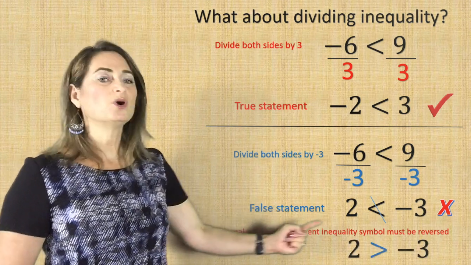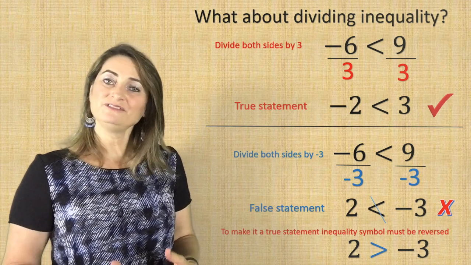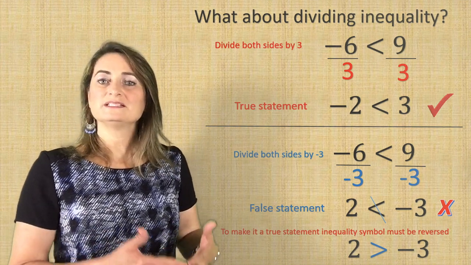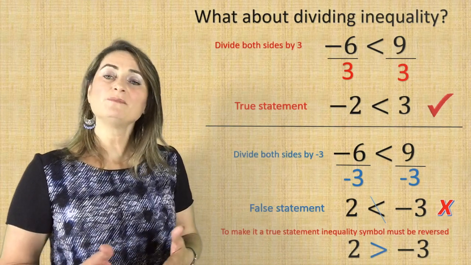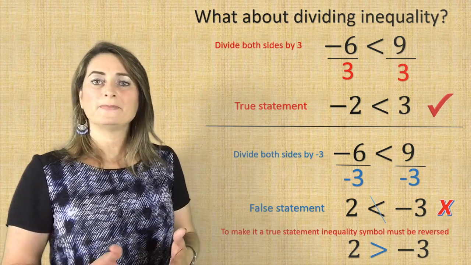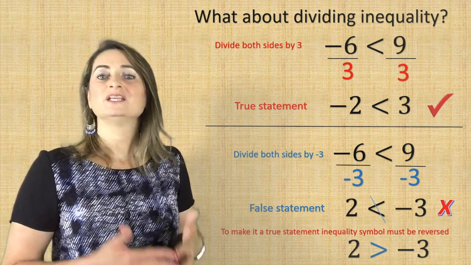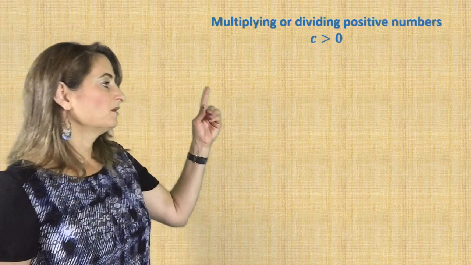So 2 more than -3, same as multiplication. In division, dividing positive numbers is different than dividing negative numbers. When you divide or multiply negative numbers, you need to reverse the symbol. But multiplying and dividing positive numbers, you keep the symbol the same. Now let's go over the properties and see how it works.